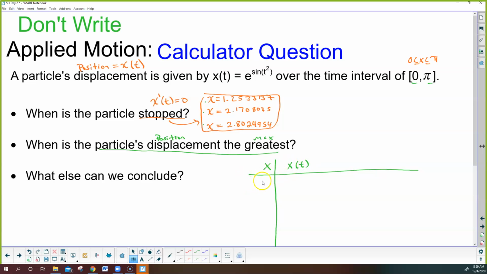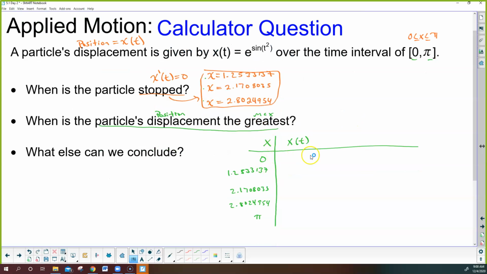I'm going to take the endpoints, and then I'm going to take all the critical points, and my goal is to figure out, of those, which one is the maximum position. So we do have to test all the points, but we don't have to show any work for this because our calculator is going to figure this out.